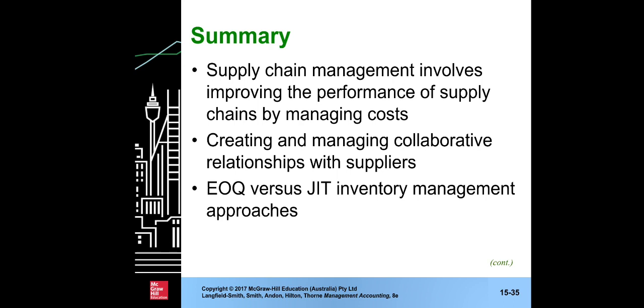Okay, so that's the thing. And then EOQ, economic order quantity versus JIT inventory management approaches. So this is something related to inventory. EOQ is like a traditional way of managing inventory. When you have a relationship with suppliers, it means that you have inventory because you purchase inventories from suppliers. So the EOQ is the traditional way to manage inventory. It's like this.